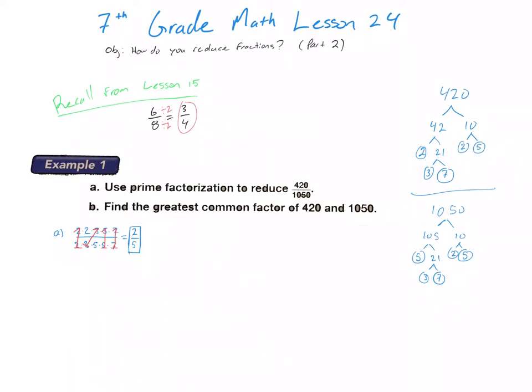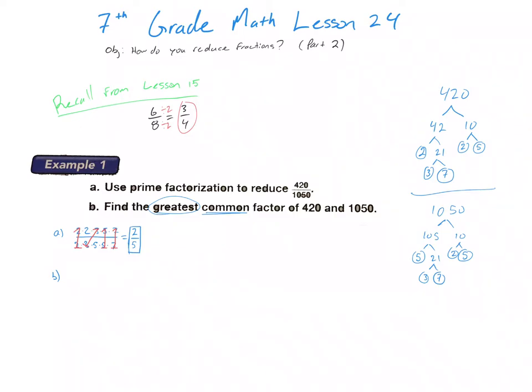So that's part A. For part B, it says find the greatest common factor. Greatest means the biggest one. Common means that they both have it as a factor, so I can multiply a number by it to get my numerator, 420, and my denominator, 1050. So what I need to do is find all of the factors that I have in common. Well, I just found all of them that they have in common.